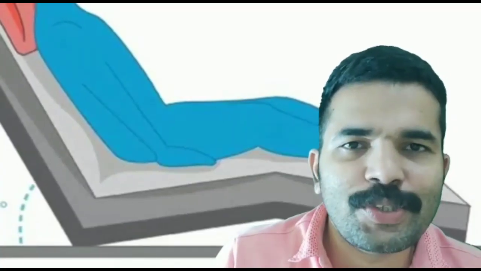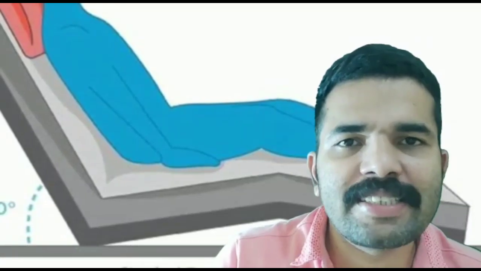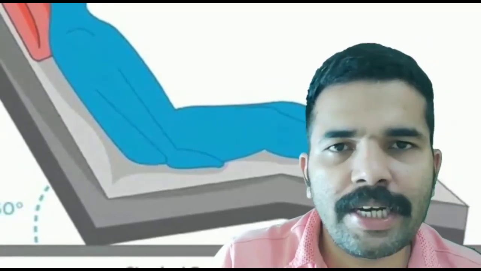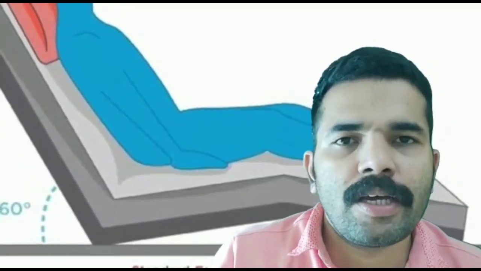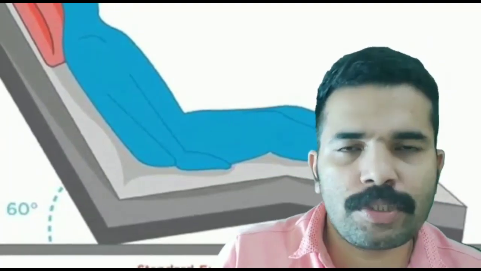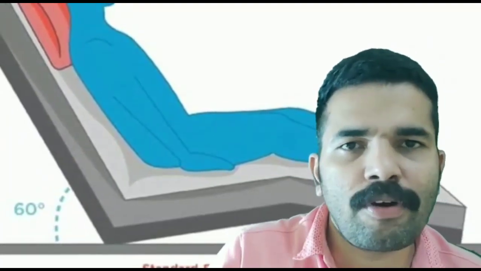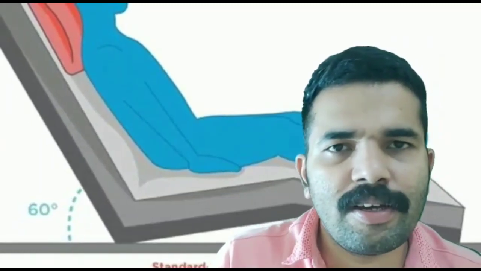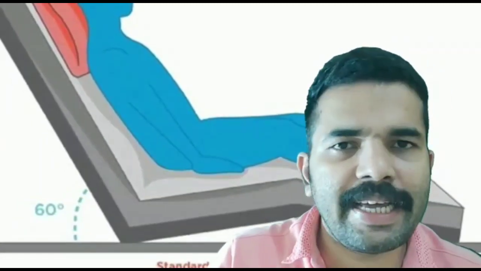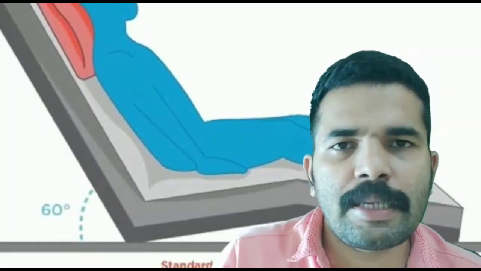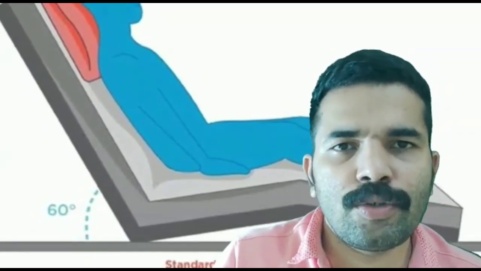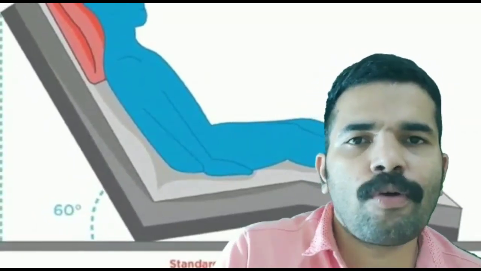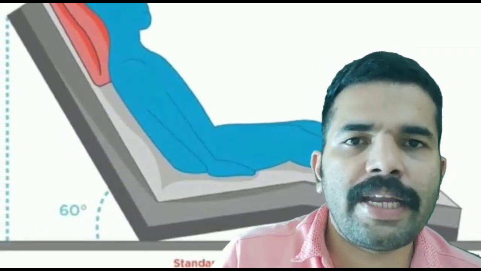Hello dear friends, today we will discuss some important positions used in clinical settings. There are different types of Fowler's position: low Fowler's, semi-Fowler's, and high Fowler's. Low Fowler's is normally 15 to 30 degree head elevation, semi-Fowler's means 30 to 45 degree, and high Fowler's is around 60 to 90 degree.